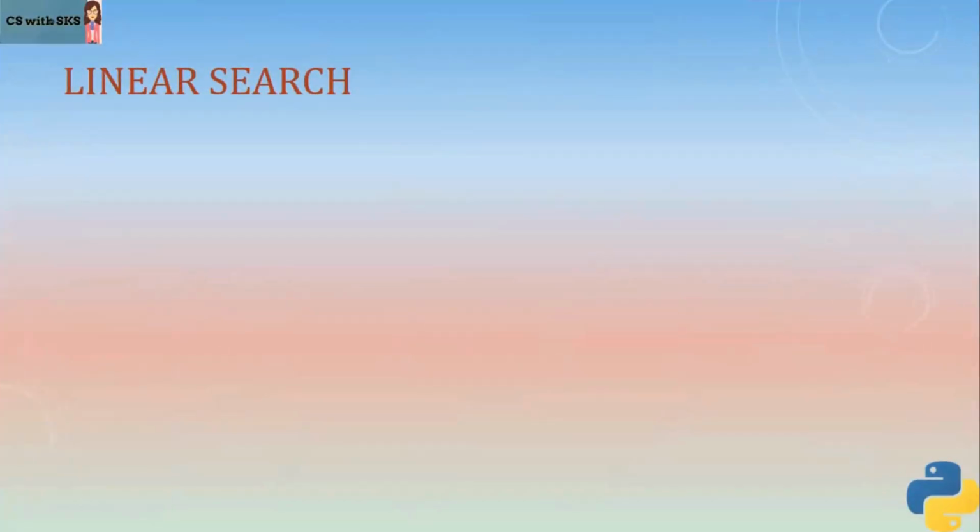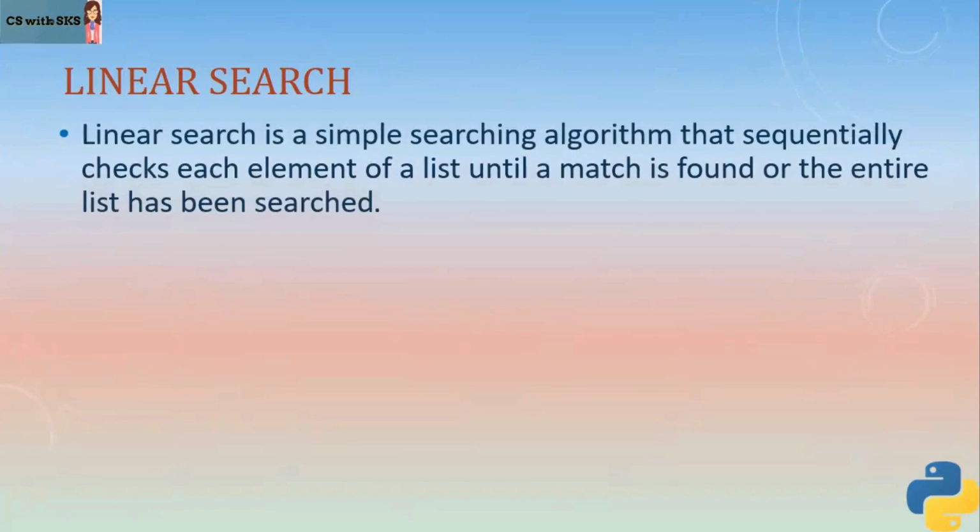First of all, let's understand what linear search is and why we call it linear search. Linear search is basically the simplest searching algorithm. A searching algorithm is when you have some list of items and you need to search for a particular item, whether that item is present in it or not. So that is a searching algorithm.